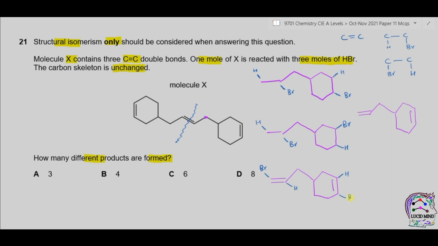HBr, or we can exchange the position of bromine and hydrogen. Bromine on this carbon, hydrogen on this carbon, and these can be exchanged. As the molecule is symmetric, so therefore same thing can happen on the other side of the molecule. So we have 4 different isomers that are formed by the addition of HBr on the double bonds. So answer is 4.